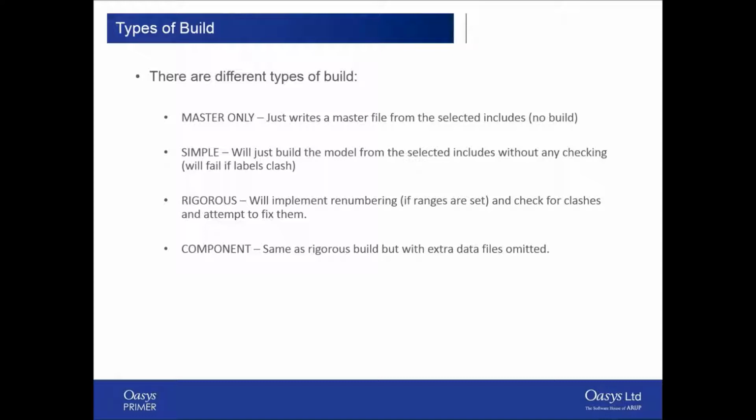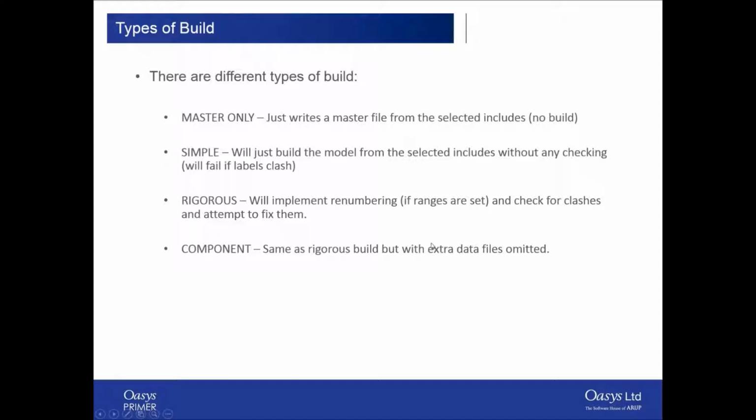The next thing is a simple build. This is where you will actually do a build in Primer. It will just build the model from the selected includes, but without any checking. So if you have label clashes across include files, then this build will fail.